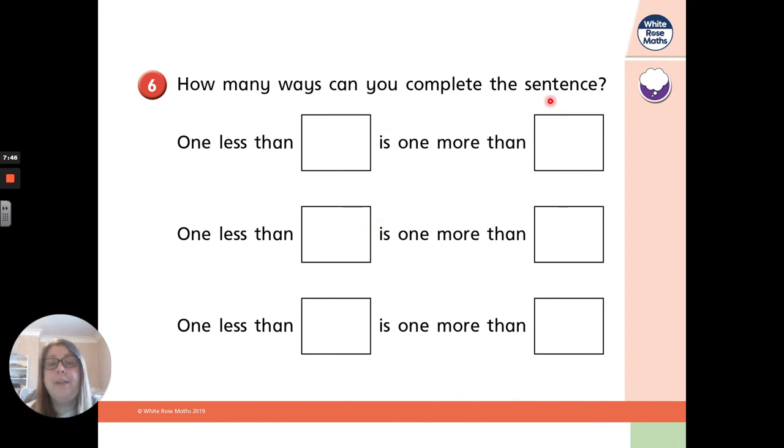So how many ways can you complete the sentence? It says 1 less than a number is 1 more than another number. So for example, I could say 1 less than 5 is 1 more than 3. Because I know 1 less than 5 is 4, then I know it's 1 more than 3. So I could also write 1 less than 9 is 1 more than 7, because I know 1 less than 9 is 8, and 8 is 1 more than 7.